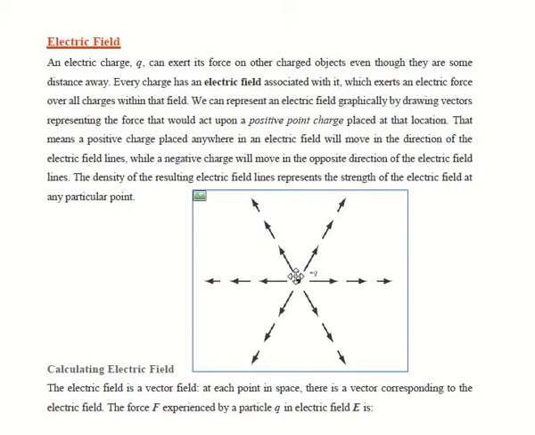So here's a little bit better picture of what that would look like. We have our charge Q, and though you can't see it, if we dropped our test charge at any one of these vectors, the vector shows us what kind of force it would experience. Remember, a test charge is always going to be positive.